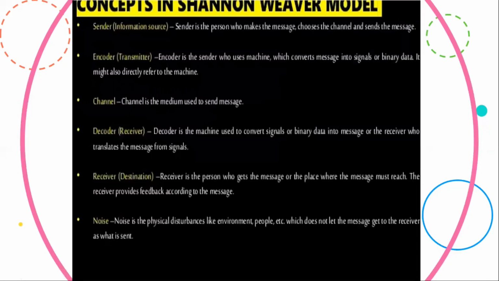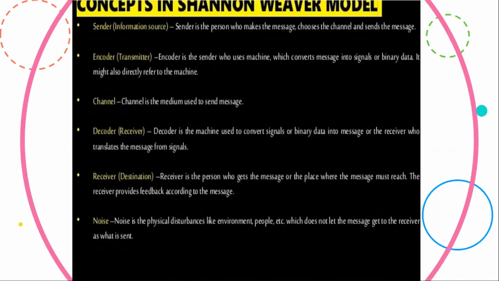Okay, the concepts in the Shannon-Weaver model. Sender, information source. Encoder means transmitter. Encoder is the sender who uses a machine which converts a message into signals or binary data. It might also directly refer to the machine. The channel: the channel is the medium used to send the message. Decoder or the receiver: the decoder is the machine used to convert signals or binary data into a message, or the receiver who translates the message from signals.